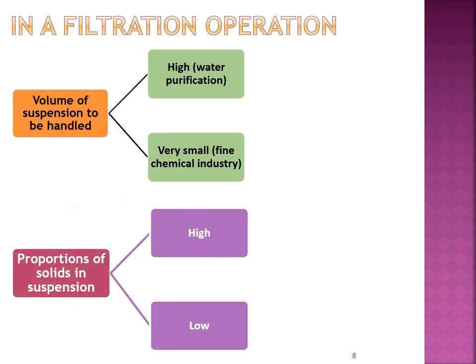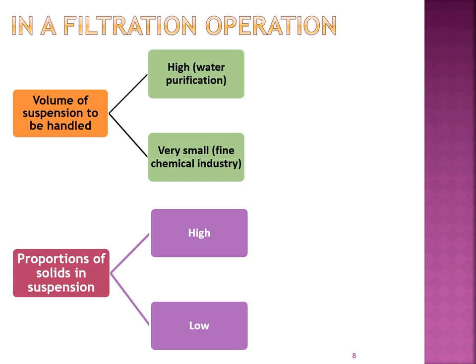Based on the filtration operation, the filtration process can be classified based on the volume of the suspension and also based on the volume of the solids in the slurry which needs to be filtered. In the water purification process, we have to remove a very small amount of solids from the liquid for getting water for numerous applications. Similarly, in the chemical industries, we would require a very small amount of the liquid with the solids which has to be removed.